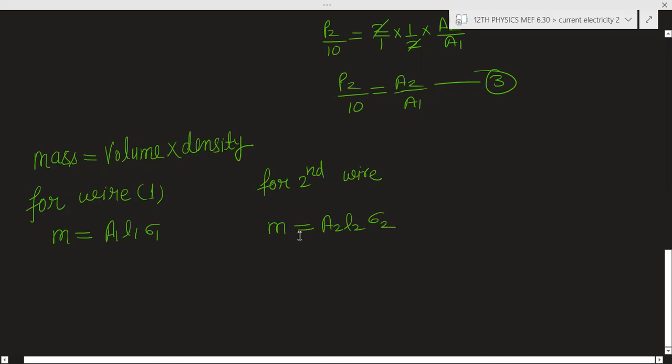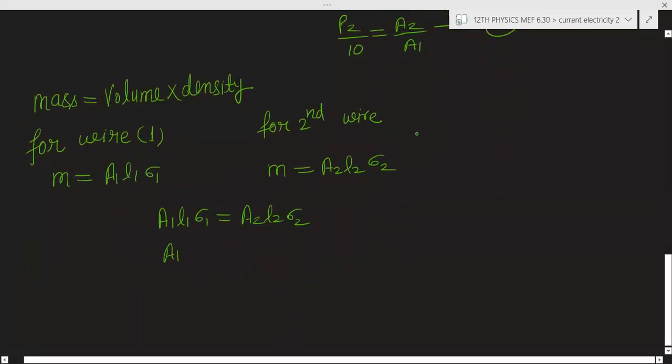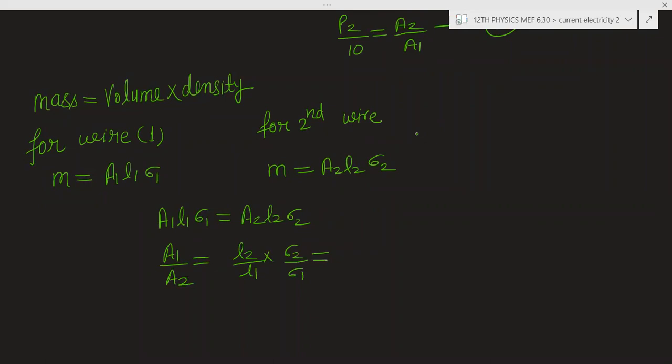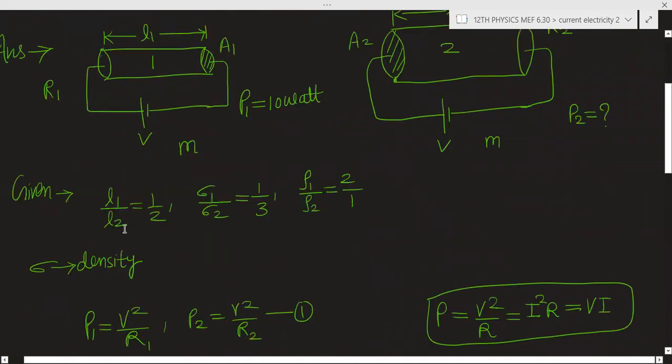And both these masses are equal, so I can equate these two equations given in the question. So I can write A1 L1 sigma 1 equals A2 L2 sigma 2. Now you have to calculate A2 by A1. If you calculate A1 by A2, then here you will have L2 by L1 multiplied by sigma 2 by sigma 1. Just find what is L2 by L1. L1 by L2 is 1 by 2, so what is L2 by L1? L2 by L1 is 2.